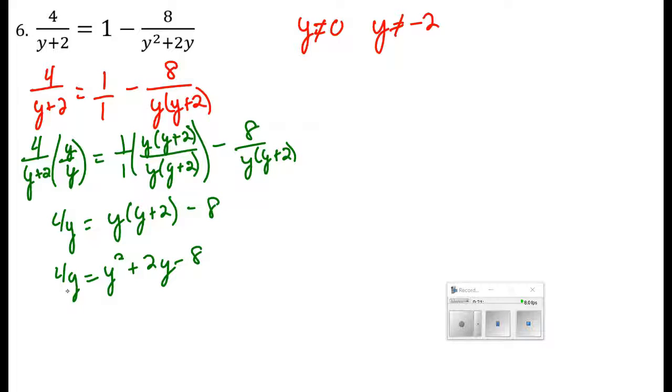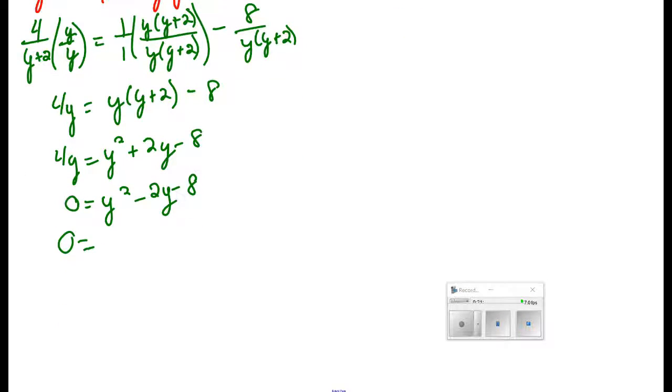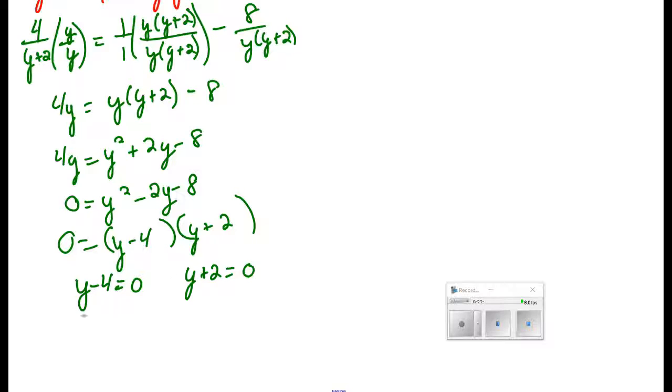Let's subtract the 4y over, because to solve a quadratic equation, it needs to be set equal to 0. Y squared minus 2y minus 8. That's a trinomial that needs to be factored. Do y minus 4, y plus 2. Apply the zero product property and get y minus 4 equals 0, or y plus 2 equals 0. We get y equals 4, and we get y equals negative 2.